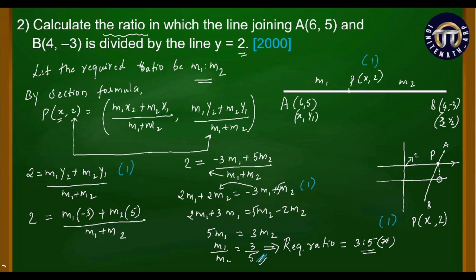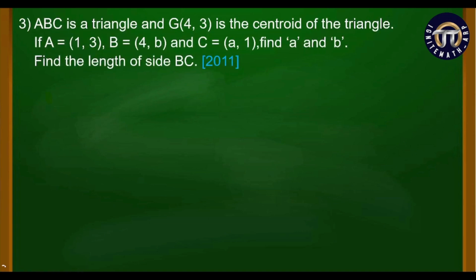Now let me take one more question, children. One more very important type of question, based upon the centroid of a triangle. See what is given over here. ABC is a triangle and G (4, 3). G means what I told you? Centroid. They have given you the coordinates of the centroid. G is the centroid of a triangle. A is (1, 3), B is (4, b), and C is (a, 1). You need to find out the values of a and b. It was asked in 2011. Even that is long back.